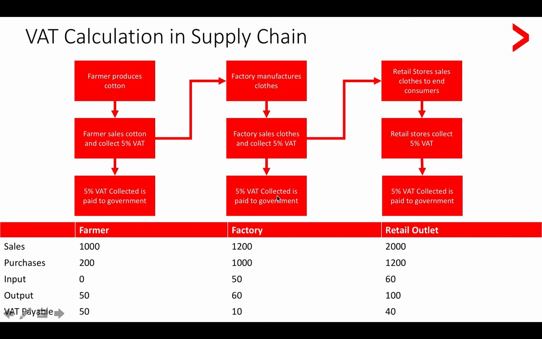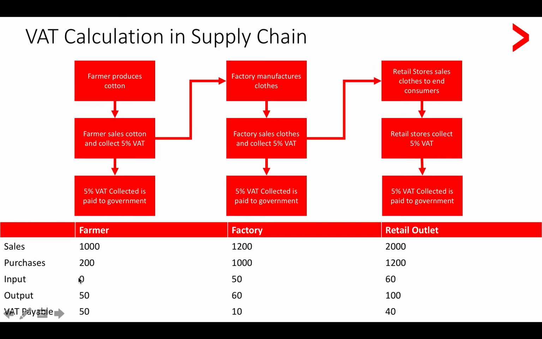So let's take an example where the sale is being done by the farmer. The farmer sells goods for $1,000 to the factory. The VAT collected by the farmer is $50, which is 5% of $1,000. At the same time, the factory purchasing goods from the farmer for $1,000 records an input VAT of $50.